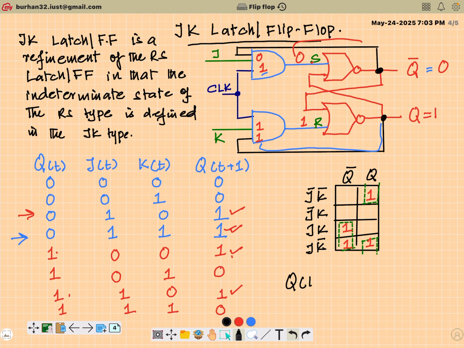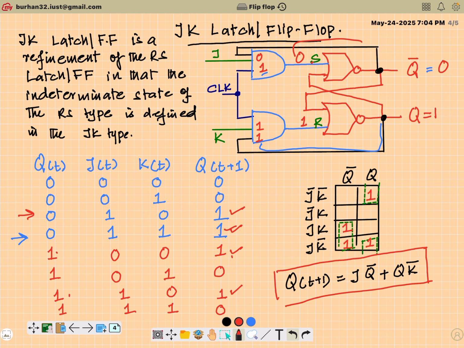And this will give me the state equation for the JK flip-flop, where Q(T+1) is equivalent to J Q bar plus Q K bar. Fine. And this equation defines my JK flip-flop or JK latch.